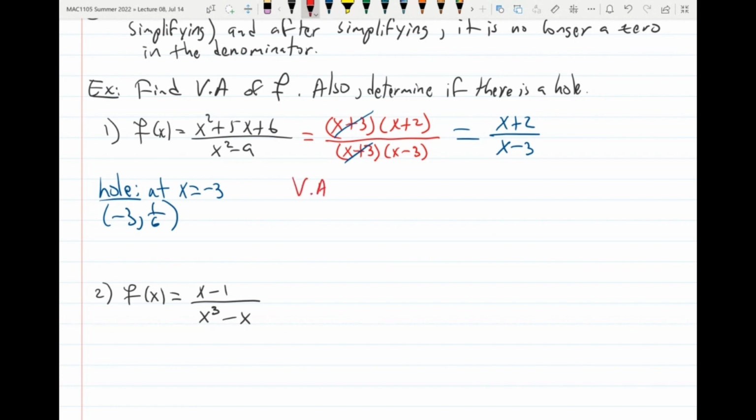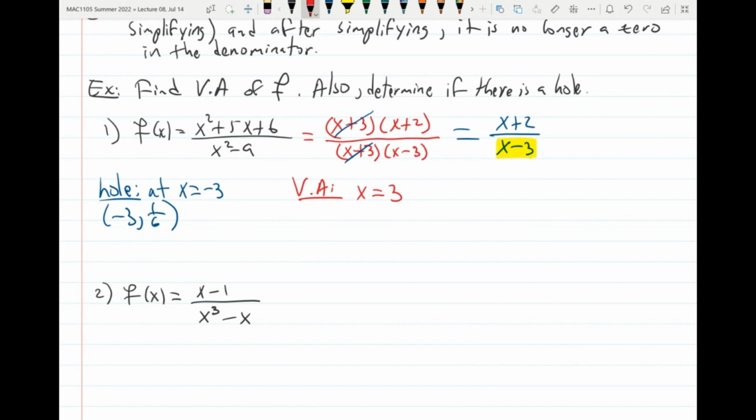Okay, so now that we have the hole, we want to find the vertical asymptotes. To find the vertical asymptotes, what do we do? We look at the reduced version, and then, like the theorem says, just look at the zeros at the bottom. So what makes the bottom equal to 0? 3. So a vertical asymptote is the line x equals 3. Do you understand this?